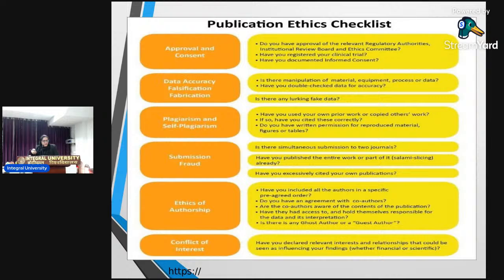So then we need to be mindful of ethics of authorship, right? Have you included all the authors in a specific pre-agreed order? So again, the onus is on your supervisor. When you are designing the study, we should be very clear about who the authors are going to be on that study, right? Who is going to be the first author on your study? Like at the end of your PhD, who is going to be the first author?